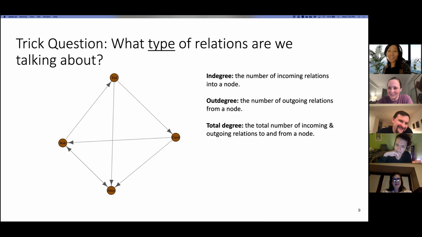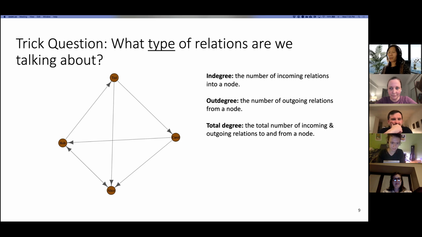Right. So yes, it is kind of a trick question because this is a directed network. So it matters if we're talking about the in degree. So how many people are claiming you as a friend? Alice is really popular in that sense because 3 people are saying Alice is my friend. The out degree, though, is the number of outgoing relations.